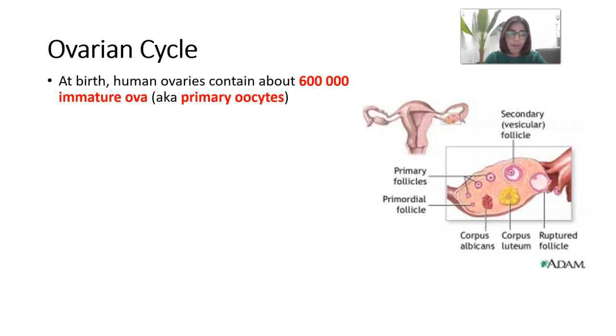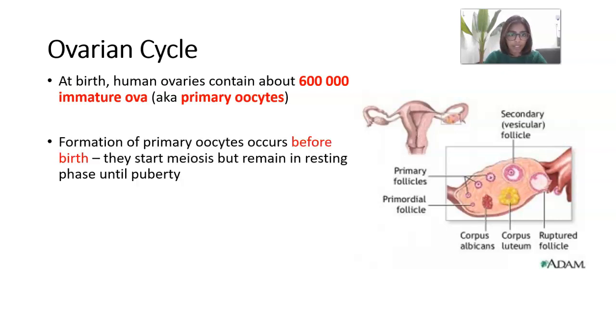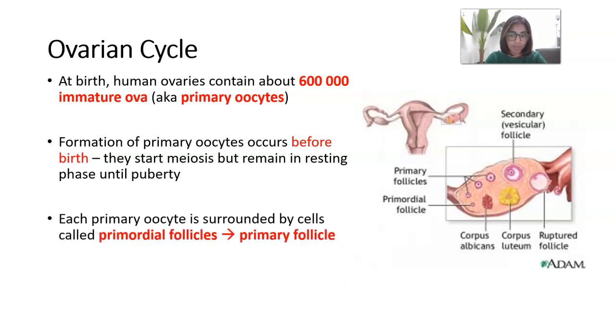Okay, so we know that at birth humans have about 600,000 immature ova in each ovary. Now, as we go through birth and development, the primary oocytes are formed, but they are arrested in meiosis 1 at prophase, and they will not continue their development until puberty. So therefore, here at the start of that ovarian cycle, we have something called a primordial follicle that develops into a primary follicle.